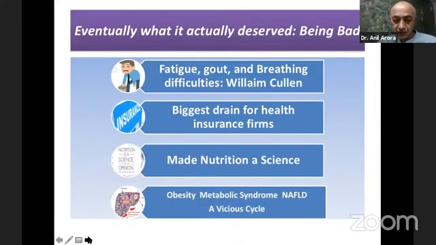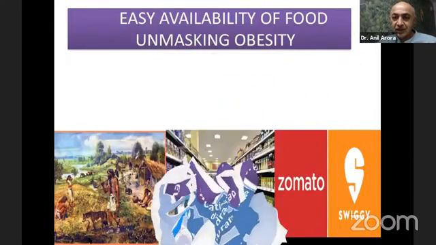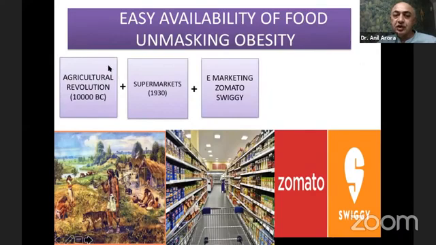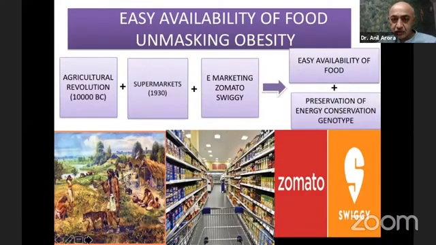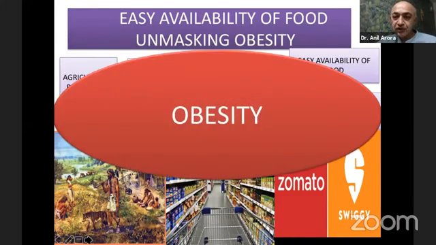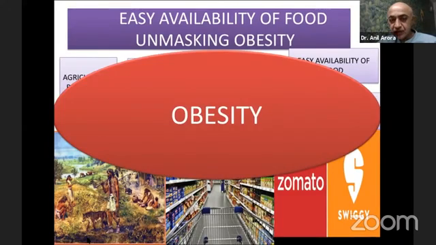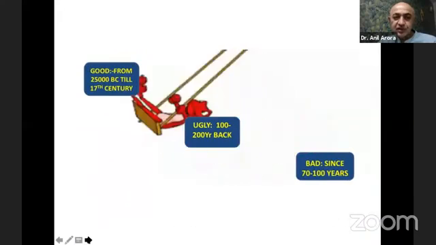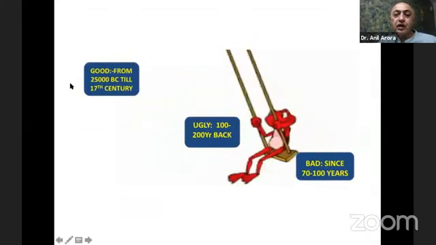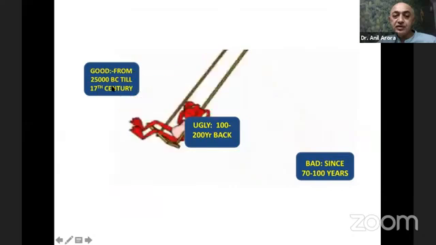And now for all of us, we are so clear about the relationship between obesity, metabolic syndrome, and vicious health. And thanks to the unmasking of obesity, a combination of agriculture revolution, supermarkets, and e-marketing, primarily managed by Zomato, Swiggy, and other components, we have easy availability of food, and we want to preserve that in a genotype which we have already acquired to preserve the fat. So a combination of overeating and preserved fat genes leads us to have obesity.